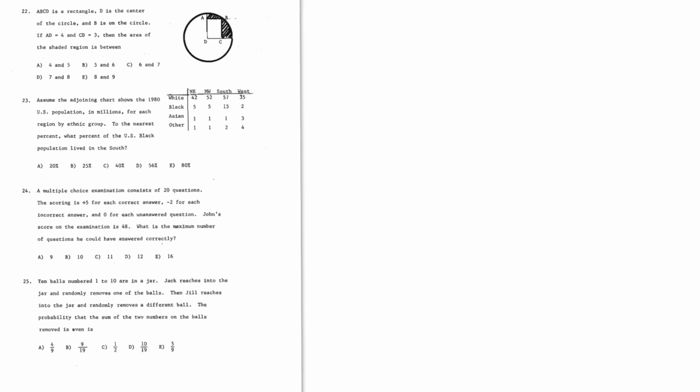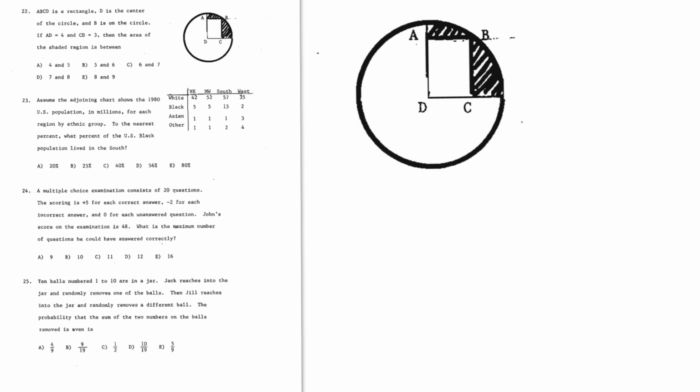Number 22. ABCD is a rectangle. D is the center of the circle, and B is on the circle. If AD equals 4 and CD equals 3, then the area of the shaded region is between... Given AD equals 4, that means BC is 4. CD is 3, so AB equals 3. Connect DB. DB is 5. That's the 3, 4, 5 Pythagorean triple.